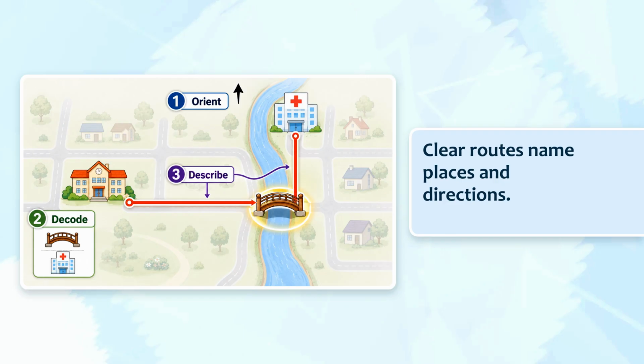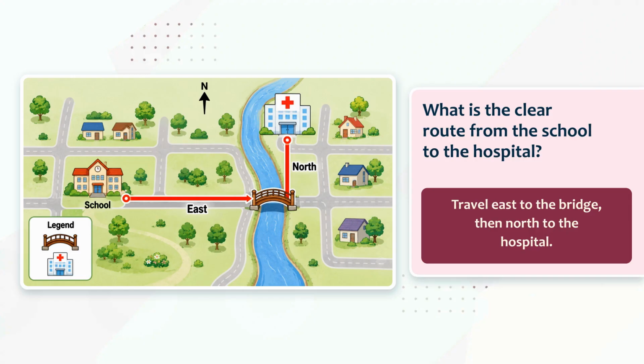Clear routes name places and directions. Specific words make the map useful to another reader. Follow the map reading order from the first clue. What is the clear route from the school to the hospital? The oriented route gives two precise movements. Travel east to the bridge, then north to the hospital. The bridge is the named turning point.